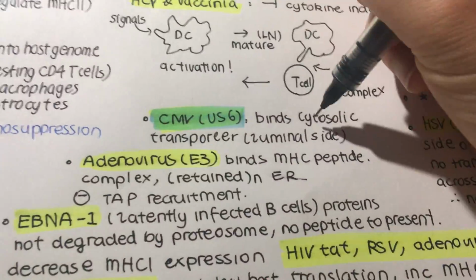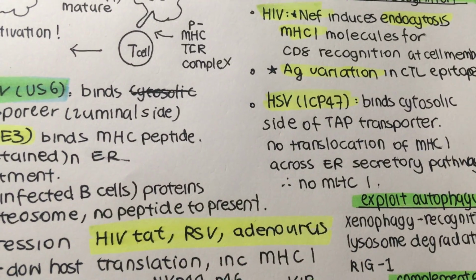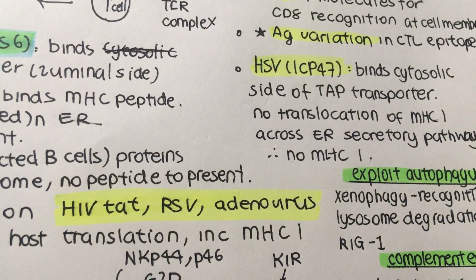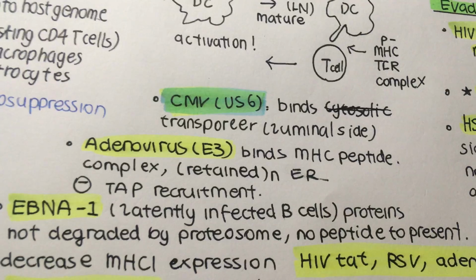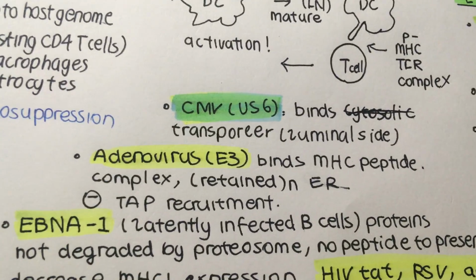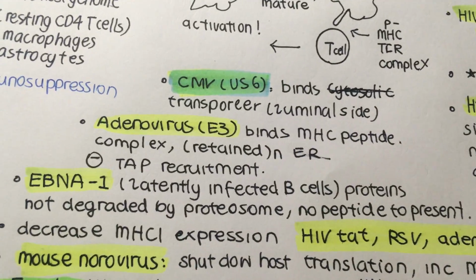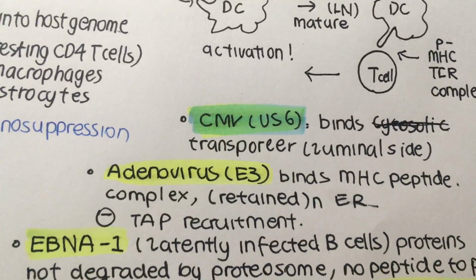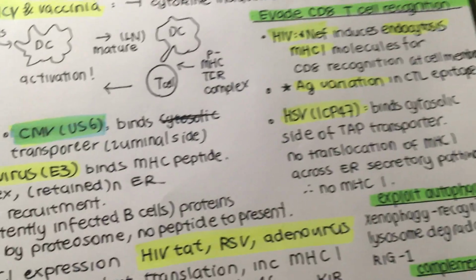So there is no translocation of MHC class 1 across the ER secretory pathway. Adenovirus does pretty much the same thing. It binds to the MHC peptide complex and retains it in the ER, and there is no TAP recruitment for getting that out of the cell.